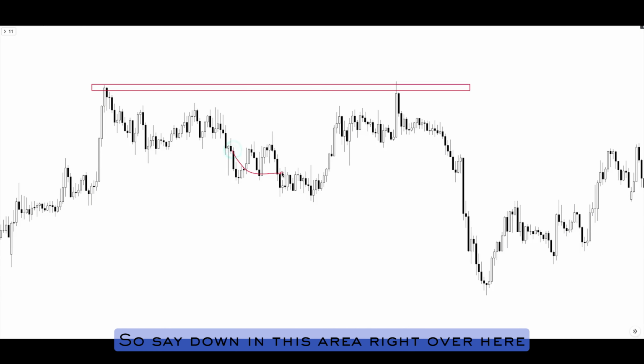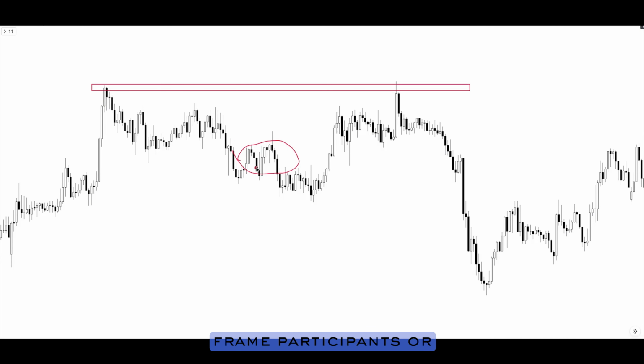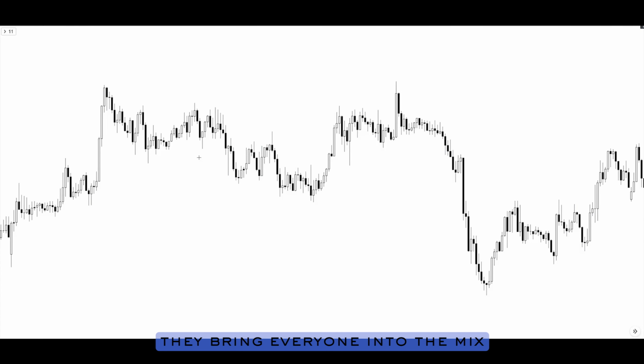So major swing points on the higher time frame. On the lower time frame, say down in this area right over here, typically you're not going to have higher time frame participants or very large traders getting into the mix, because there's a lot of chop. This is lower time frame action. It's hard to engineer liquidity over here and get filled for a large position. Whereas major swing points bring everyone into the mix.